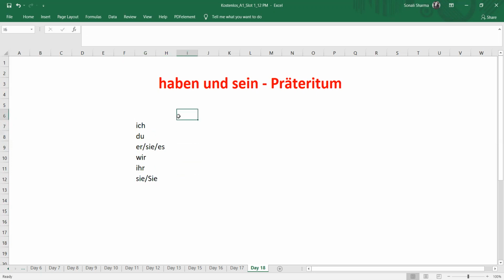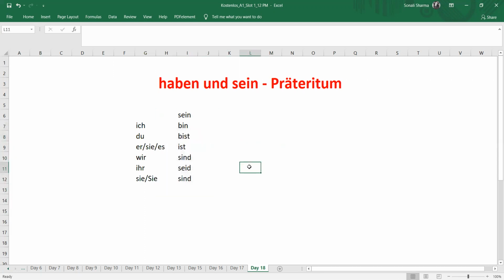So first I will be writing the sein form in the present tense. Ich bin. Next comes du bist. Next comes er, sie, es ist. Wir sind. Ihr seid. Next, last one is sie sind. Yes, so these were the present forms.